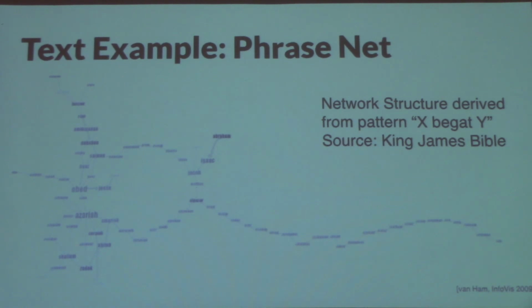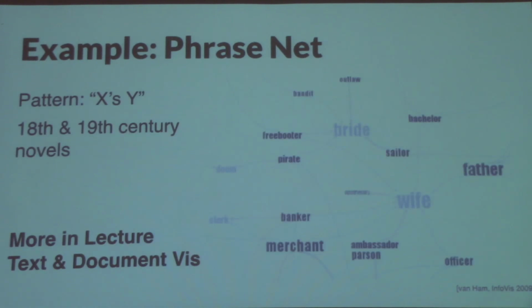Looking for this X beget Y rule, we derived the network structure, and this is how the network structure was visualized. And the other thing that is encoded here is the size, like how important or how frequently are these people mentioned in the Bible. And so you can see that Azariah and Obed and Abraham and so on were more often mentioned than here at the bottom right, I can barely read this, Solomon, and so on. This is a simple example of text visualization.